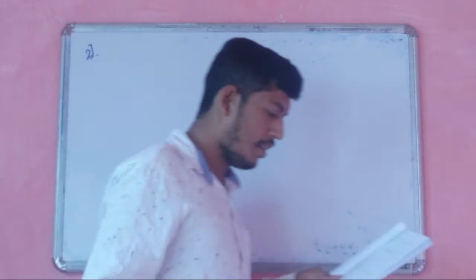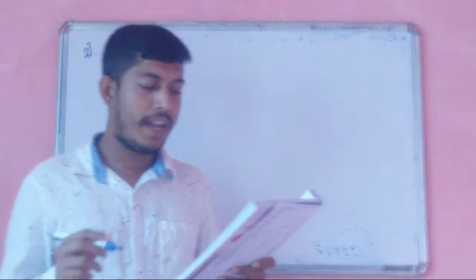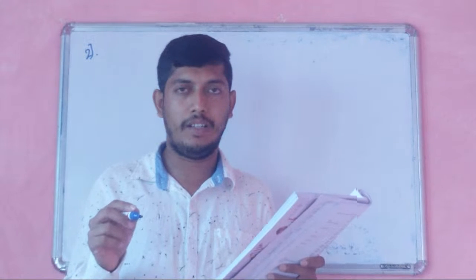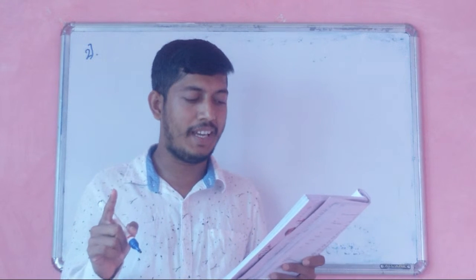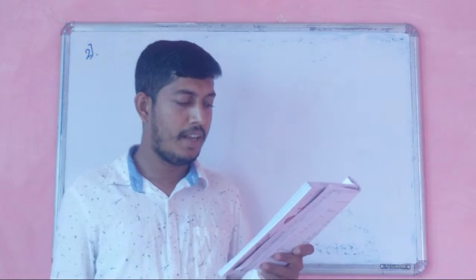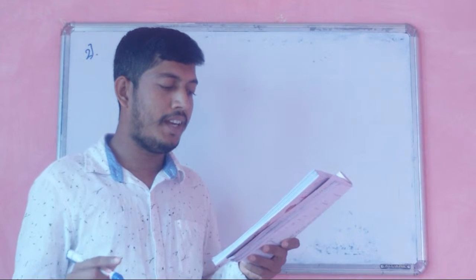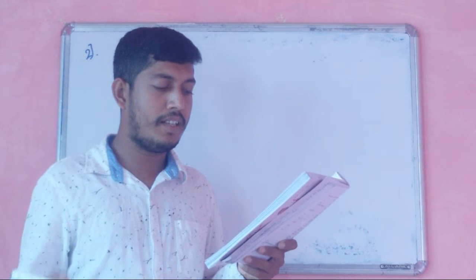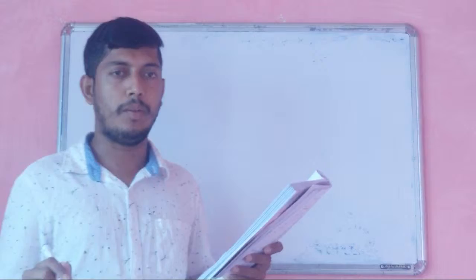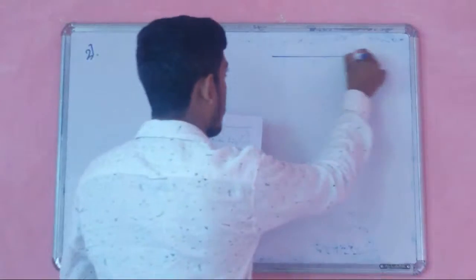So they give a figure, that is figure 2.35. In figure 2.35, triangle ODC is similar to triangle OBA, and angle BOC equals 125 degrees, and angle CDO equals 70 degrees. Find angle DOC, angle DCO, and angle OAB. Just look at the figure and read the question. I will draw the diagram.